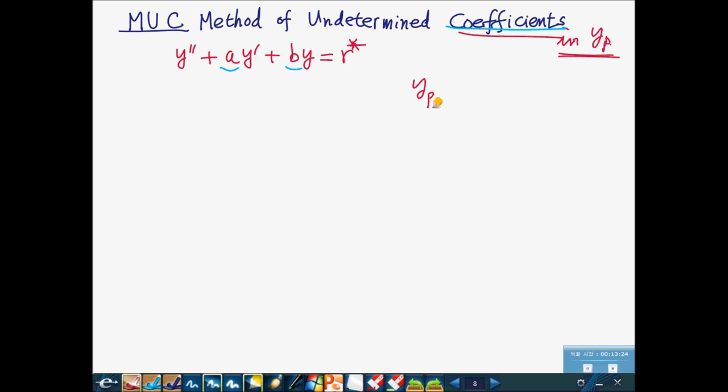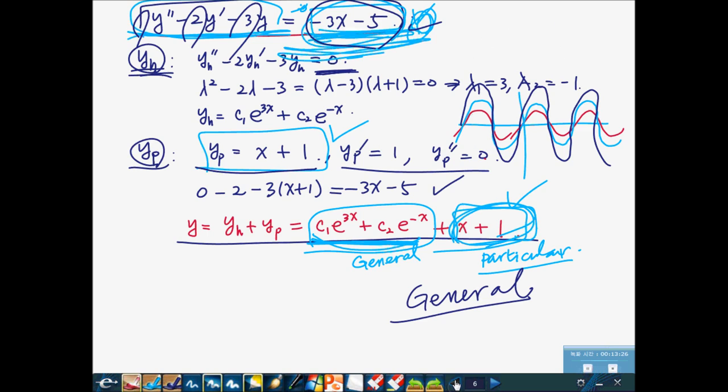So YP, you already saw that, right? It is composed of many functions, many small functions, and linear combination, right? 1 times x, 1 times 1. That's the decomposition of this YP, right? There could be many different functions, and they are linearly combined. So that coefficient is not decided, right? So we have to decide that coefficient. We have to decide 1 and 1, right?